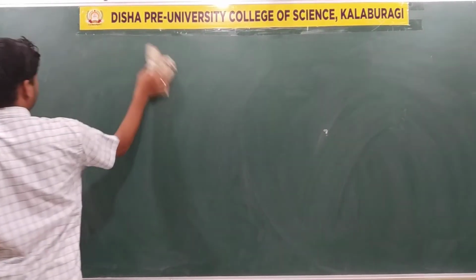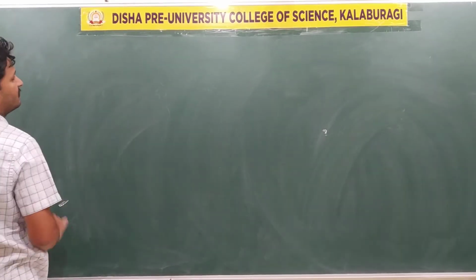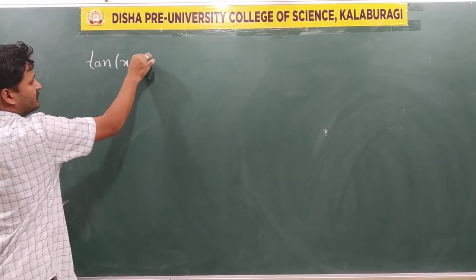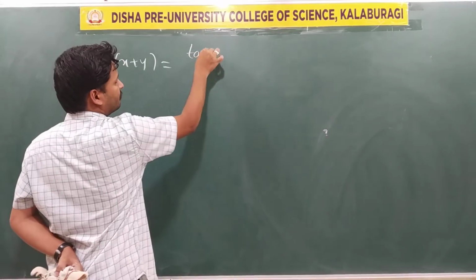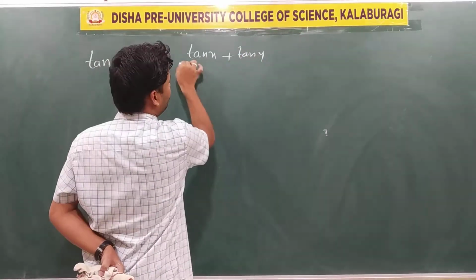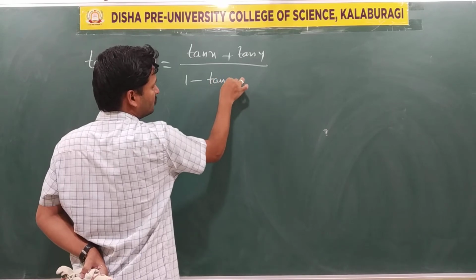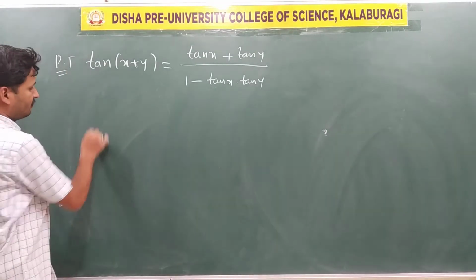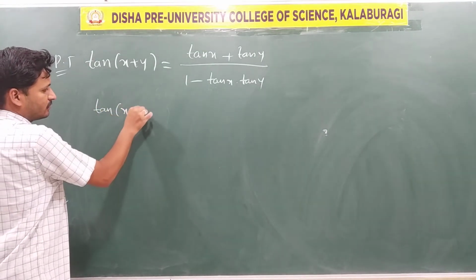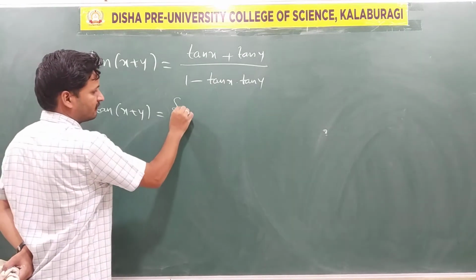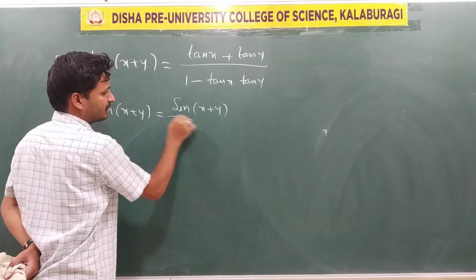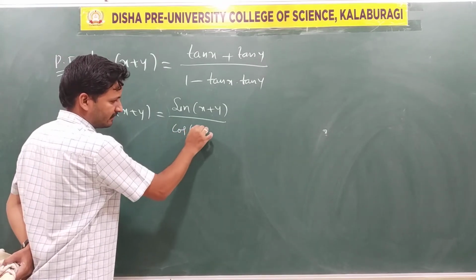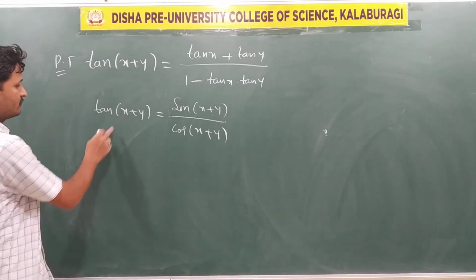So next one is tan of x plus y. The actual result is tan of x plus y equals tan x plus tan y divided by 1 minus tan x into tan y. So how to prove that? See, tan of theta is equal to sin of theta divided by cos of theta. Your theta is x plus y here. So tan of x plus y is equal to sin of x plus y divided by cos of x plus y. So this is the LHS.